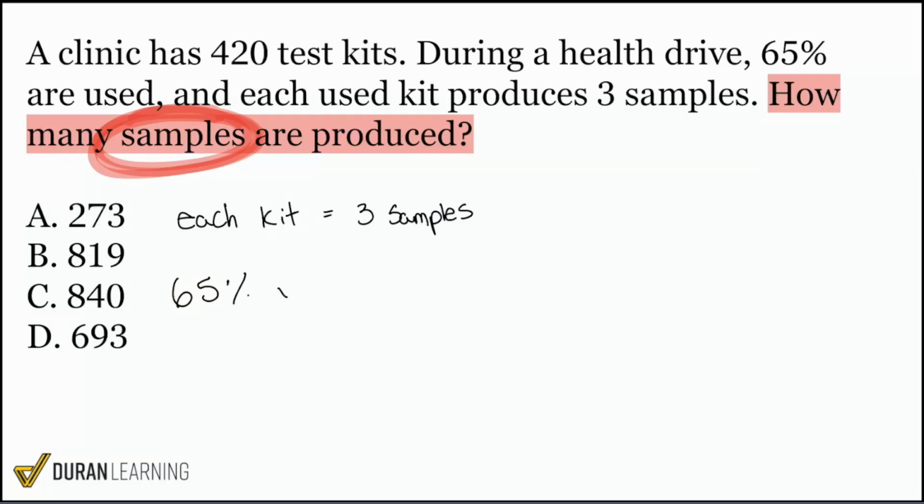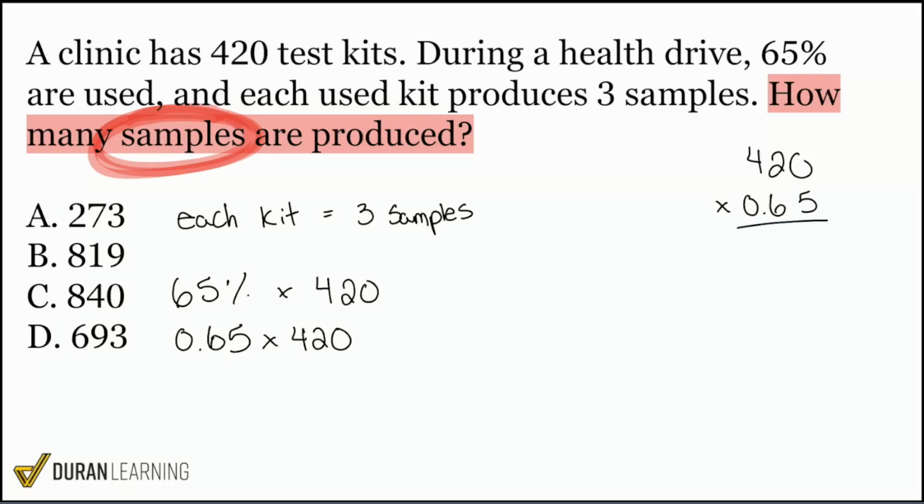So let's first find out how many actual kits that is. 65% multiplied by 420. When we do that, that'll be 0.65 multiplied by 420. So once we do that here on the side, we're going to multiply and we're going to ignore the decimal and bring it back at the end. So we have 0 times 5, then 2 times 5 is 10 and carry the 1. 4 times 5 is 20, carry the 1 is 21. Next up, we'll place that 0 right there and we'll continue.